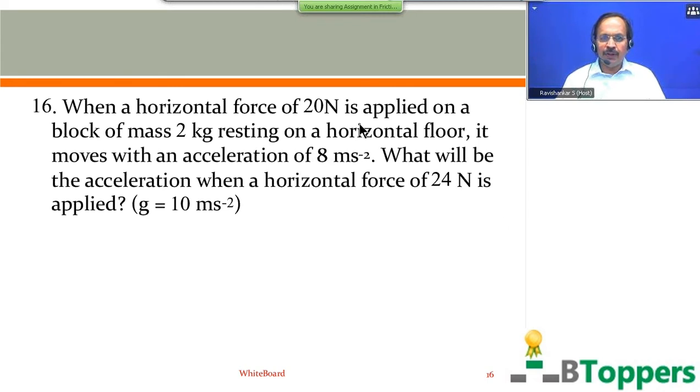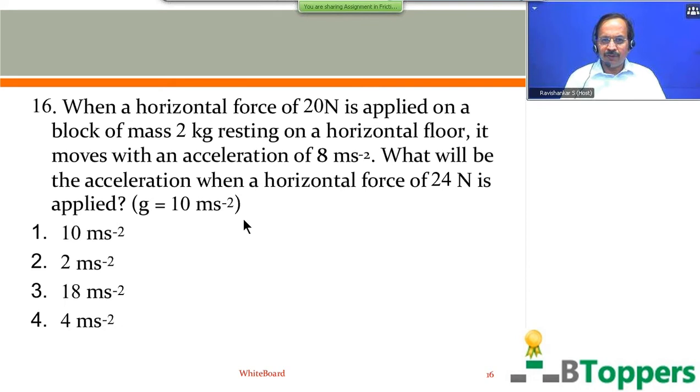When a horizontal force of 20 Newton is applied on a block of mass 2 kg resting on a horizontal floor, it moves with an acceleration of 8 meter per second square. What will be the acceleration when a horizontal force of 24 Newton is applied? g equals 10 meter per second square. Come on, try this question yourself. I've shown 4 options on the screen.